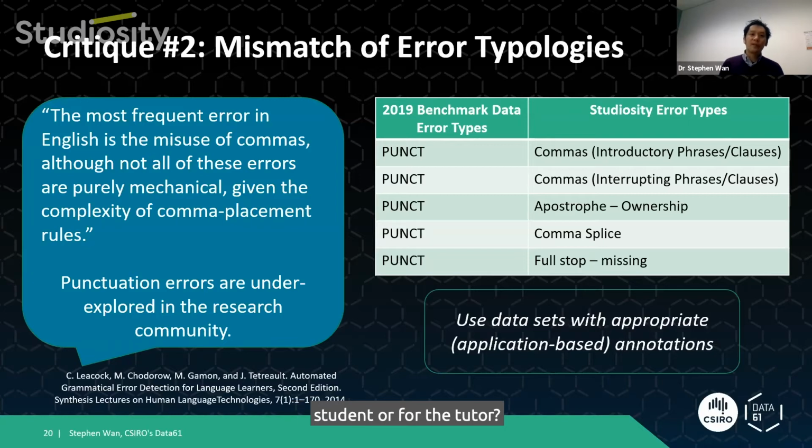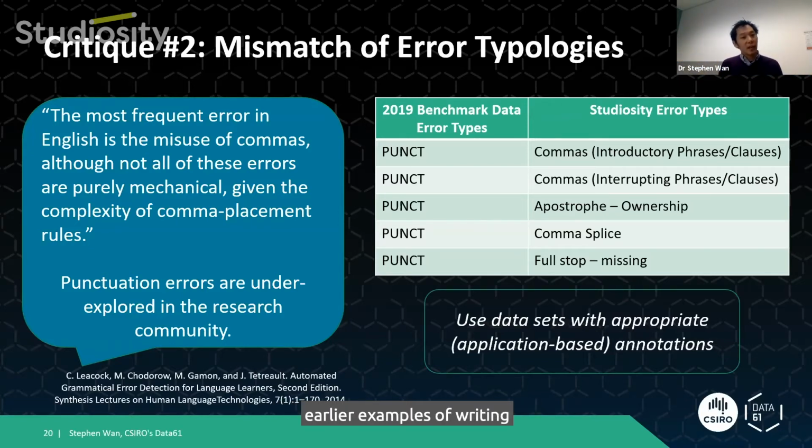So what does this mean for the student or for the tutor? Well, if we were to use the 2019 data set from the academic data set to build a grammatical error detection system, we might determine that there was an error in the sentence, and the system might work out which part of the sentence is the problem. But all it can then do is say, there is an error here and it's related to punctuation. And just saying that it's a punctuation error might not be so helpful.